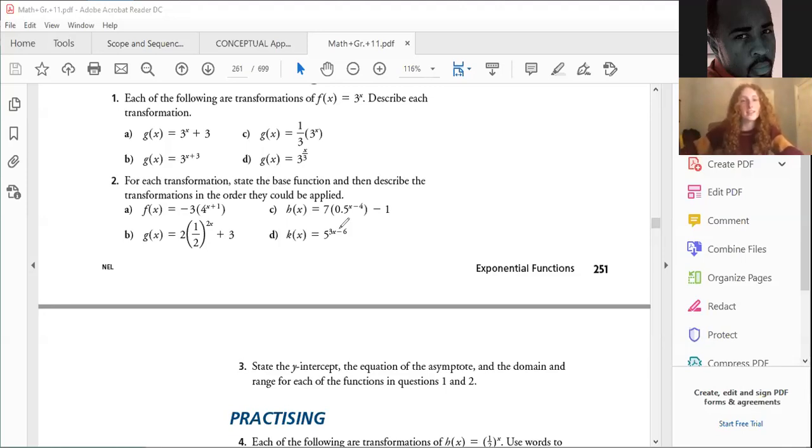For C of 2, the asymptote is going to be y equals -1. The domain is any number. The range is anything below -1. The y-intercept is... Okay, here goes one, Sophie. You can stop.